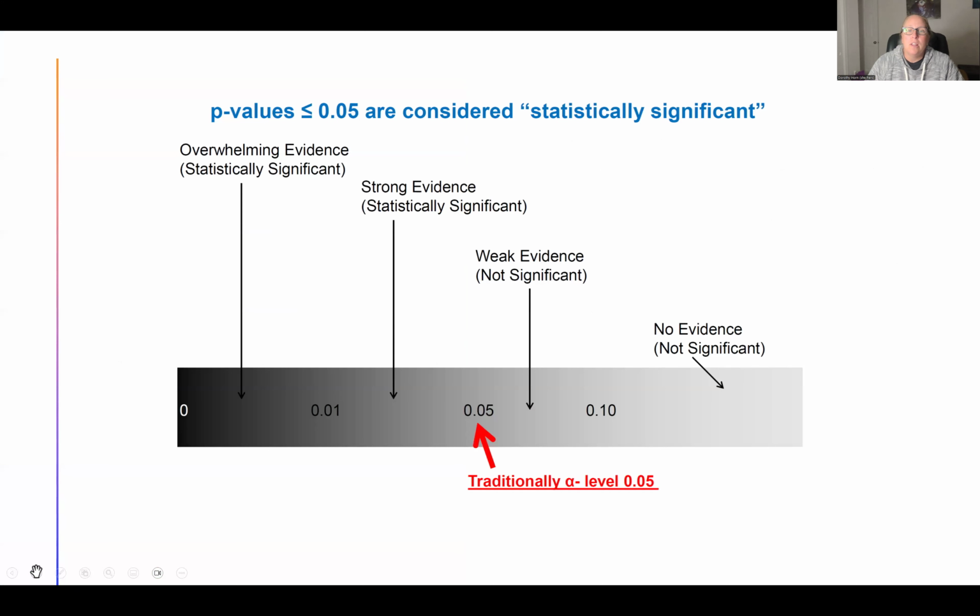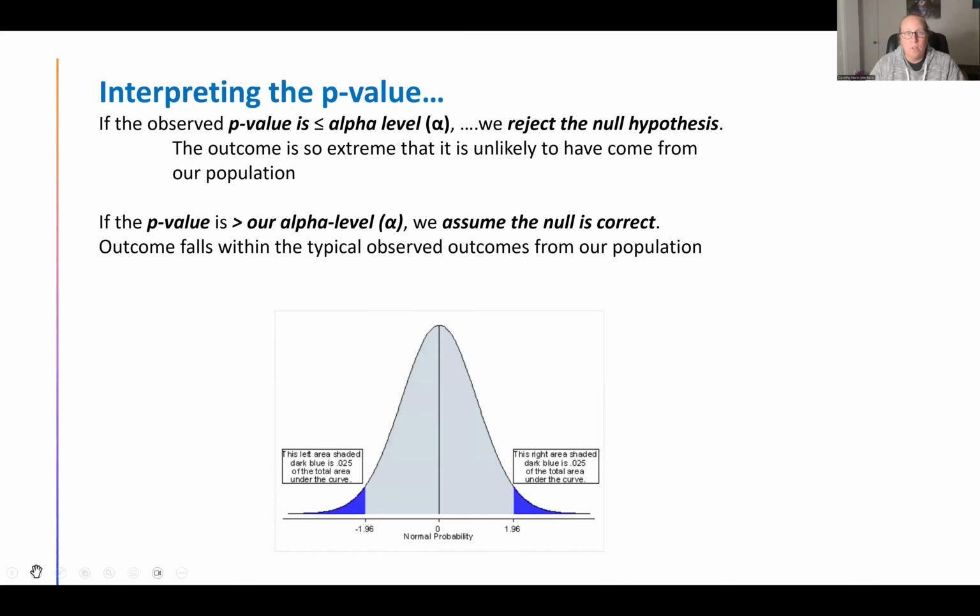P-values are considered statistically significant. And I know you've seen this chart before. So 0.05 is our cutoff. That's our traditional alpha cutoff. So if the observed p-value is less than 0.05, which is what our alpha level is, we reject the null hypothesis. Means that the outcome is so extreme that it's unlikely to have come from our population. Now, if the p-value is greater than our alpha level, which is 0.05, then we assume that the null is correct, meaning that it falls within the typical observed outcomes, which means there's no difference.